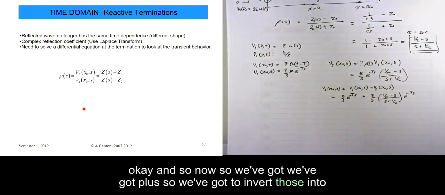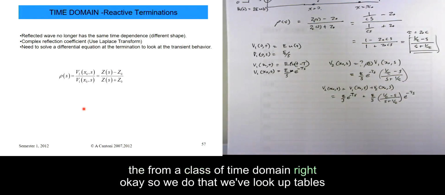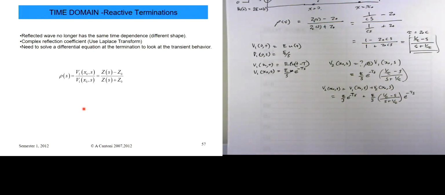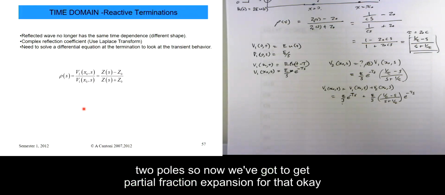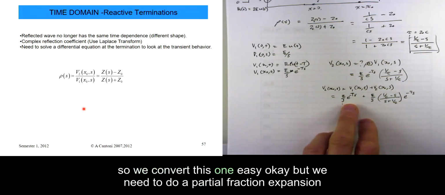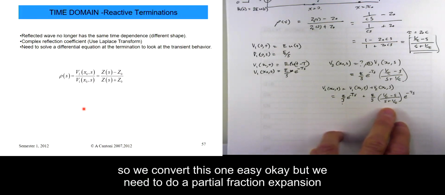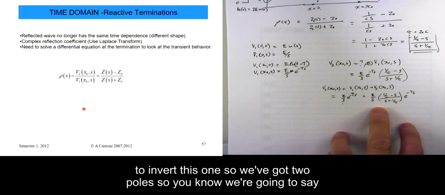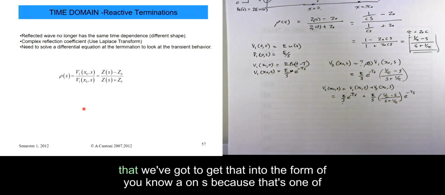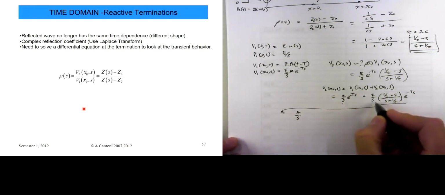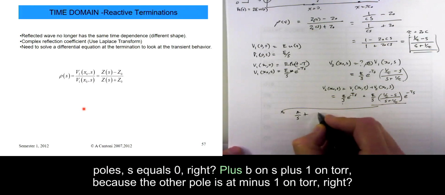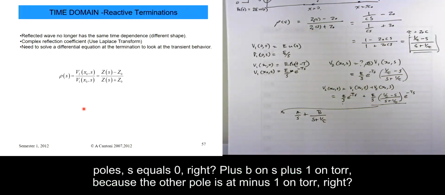We've got to invert those from the Laplace to the time domain. We can do that with lookup tables, but for the one we've got here, we can see that there are two poles, so we need a partial fraction expansion. We can invert this one easily, but we need a partial fraction expansion to invert this one. We want it in the form A on S, because one pole is at S equals 0, plus B on S plus 1 on tau, because the other pole is at minus 1 on tau.